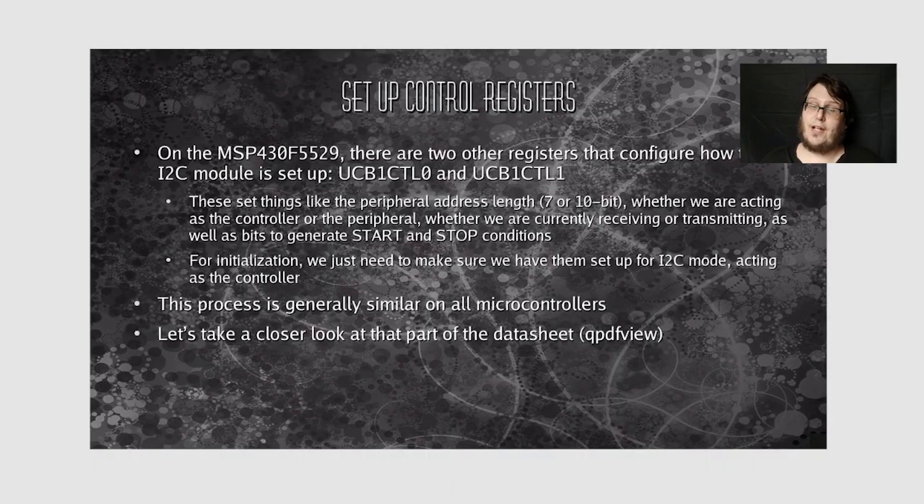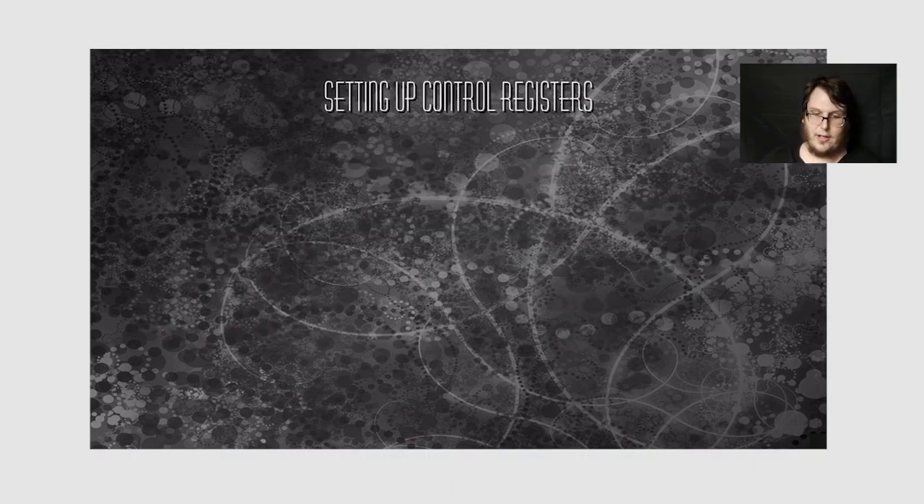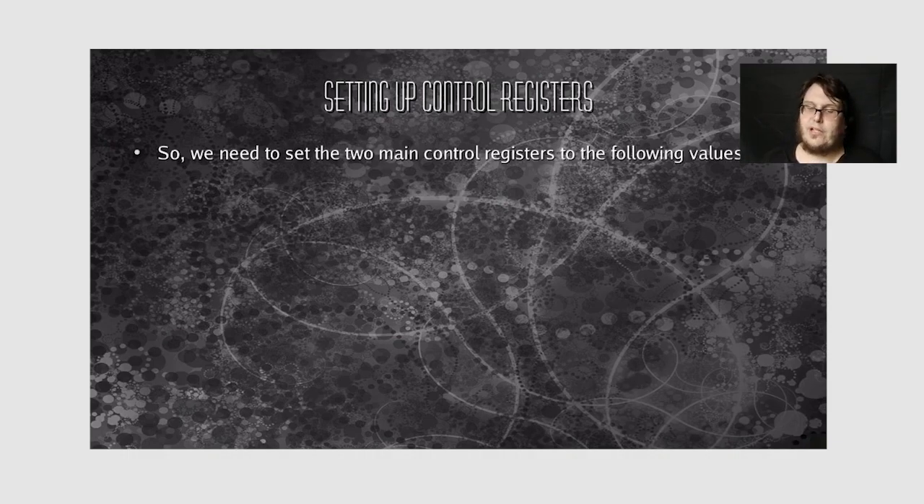Okay, so now we're back from looking at the PDF. Let's take a look at actually setting up those control registers. What options do we want? Well, we basically figured it out by looking at those registers. We need to set the two main control registers to the following values.